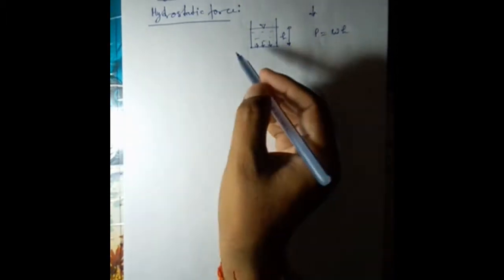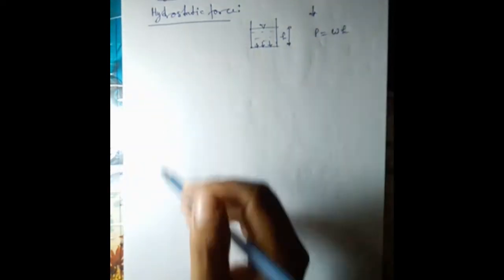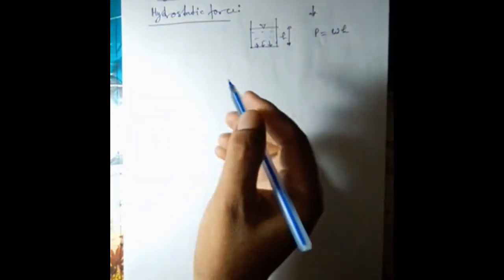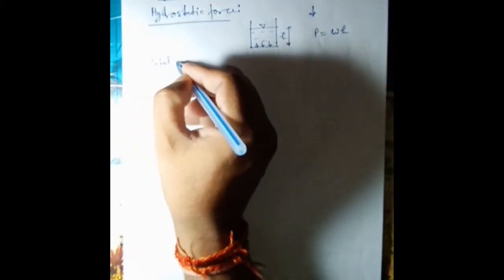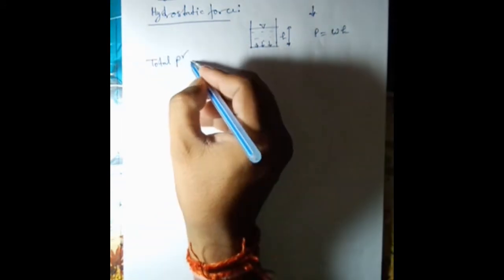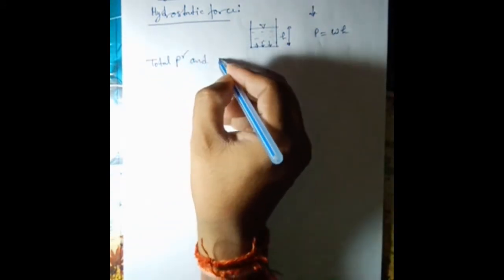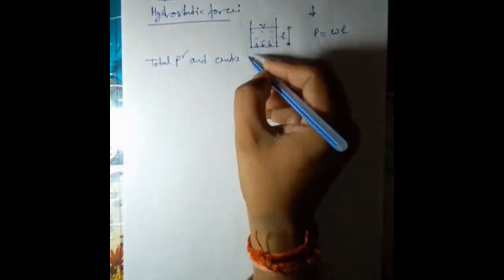Now, the total pressure of the water is always exerted on a liquid at rest. The direction of the pressure is always downwards, always perpendicular to the surface on which it acts. Now, total pressure and center of pressure.